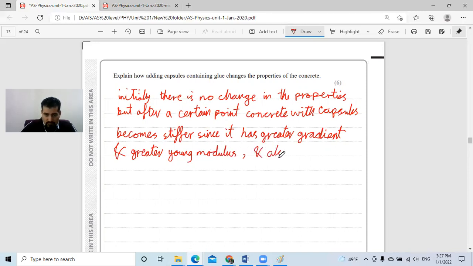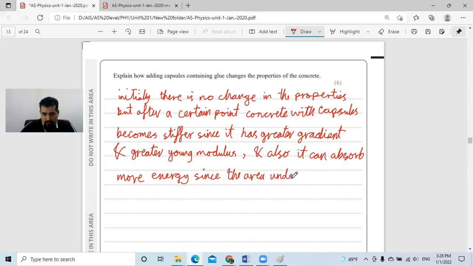And also it can absorb more energy since the area under the graph is greater, so it is tougher.